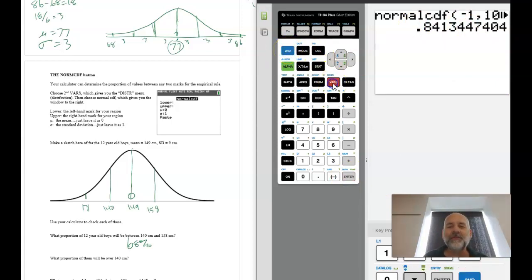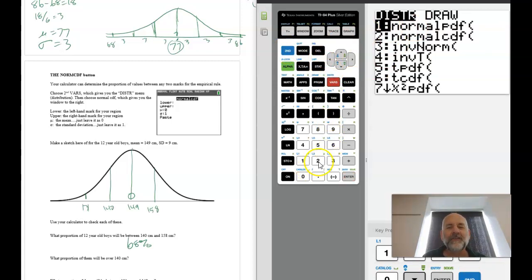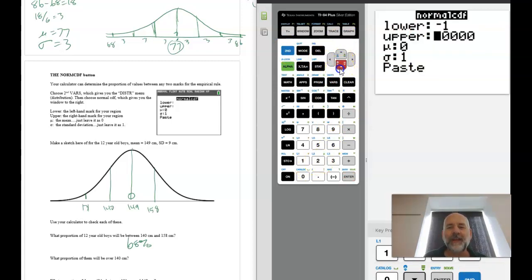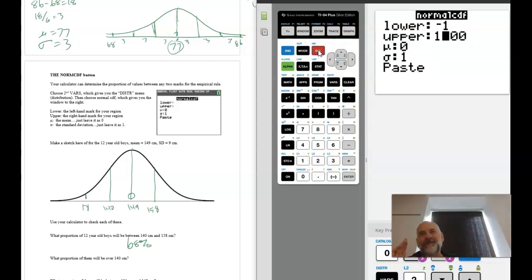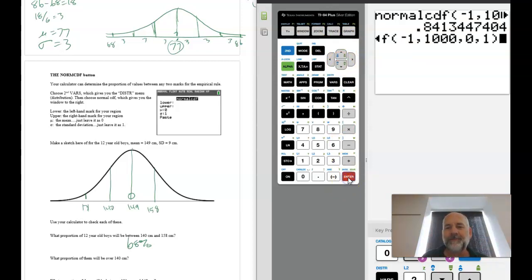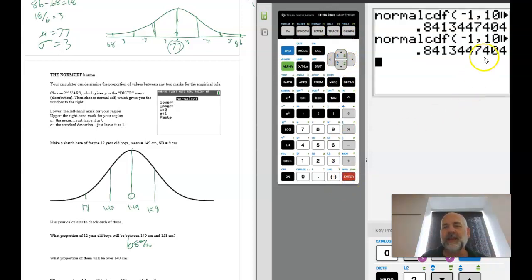The interesting thing is we could try it again. Let's do 2nd DISTR, normalcdf. Do we really need to go to 10,000? Would 1,000 be enough? What numbers do I get when I do 1,000 instead? We hit enter, and notice we get the exact same answer. It's such a small difference that the calculator can't even pick it up. The decimals that would be different are off the screen.